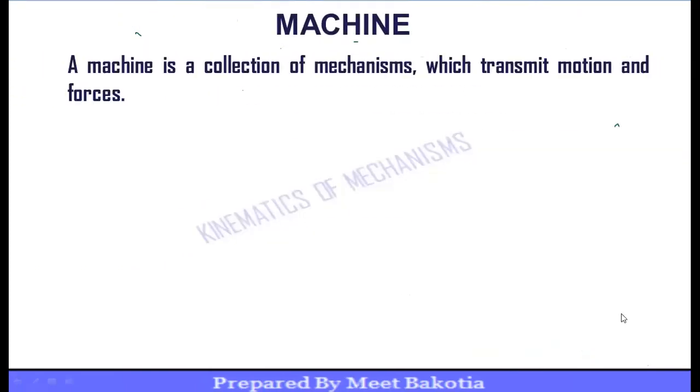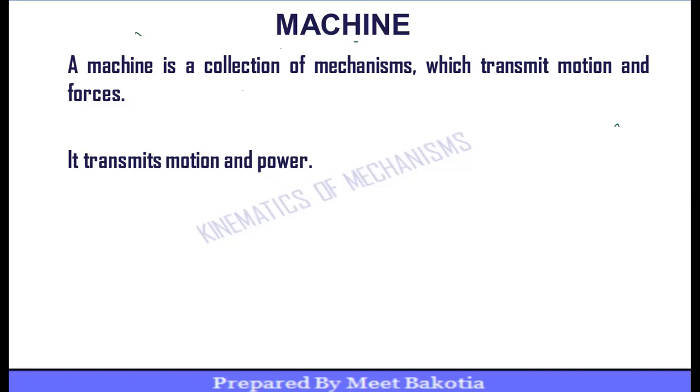The next in the race is machine. Machine is the collection of mechanisms which transmit motion and forces, right? So a machine transmits motion and power. I can say the motion and power transmitting device is called a machine. So a machine transforms motion. When such a motion is used to transmit power, it is called a machine. We can say that a mechanism transmits motion, but when a mechanism is also used to transmit power, it is called a machine. So a machine not only transforms motion, but it transforms available energy to do useful work.